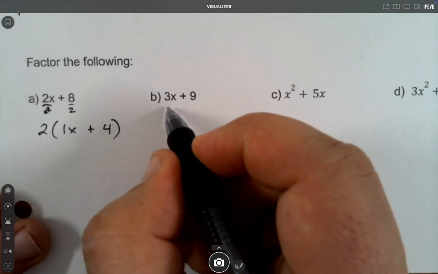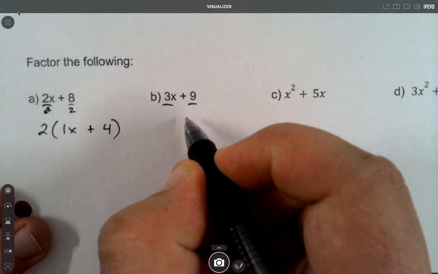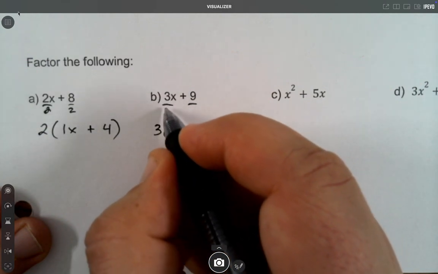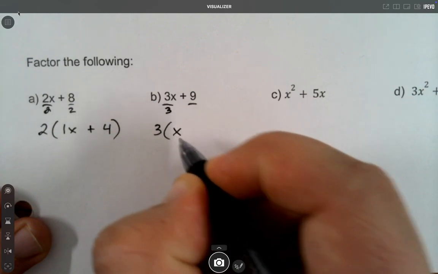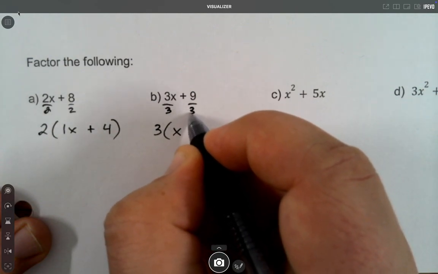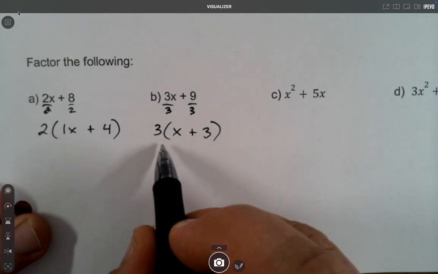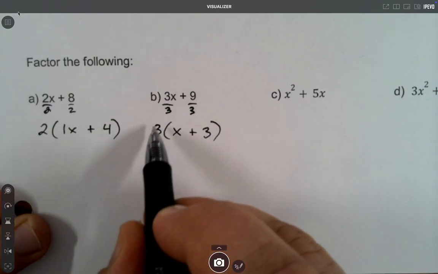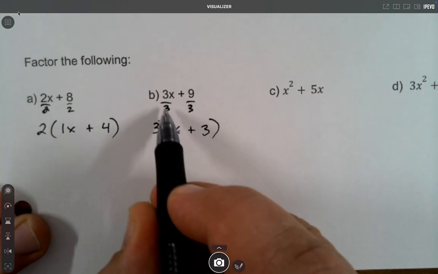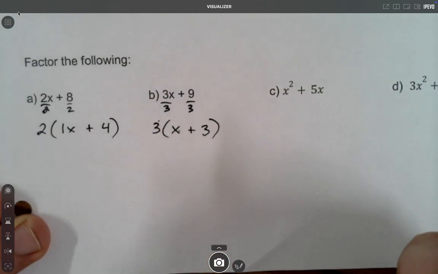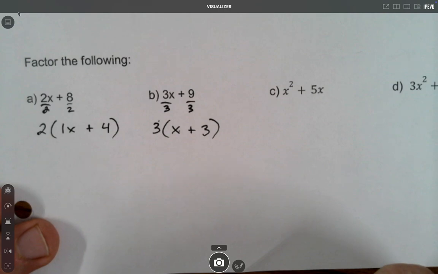Now we look at this and ask what these two terms have in common. They both have 3. So I put a 3 out front and start a parenthesis. 3x divided by 3 is 1x. 9 divided by 3 is 3. I'm not going to require you to check your work, but one way you can check is to look at your answer and then distribute that number. 3 times x is 3x. 3 times 3 is 9. So it matches up very well with what we started with.